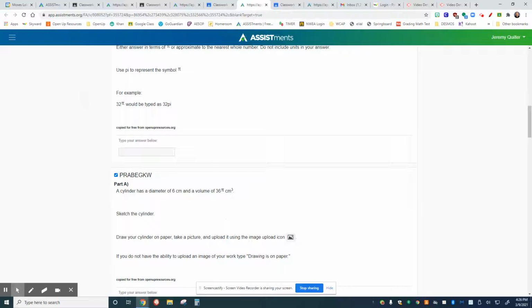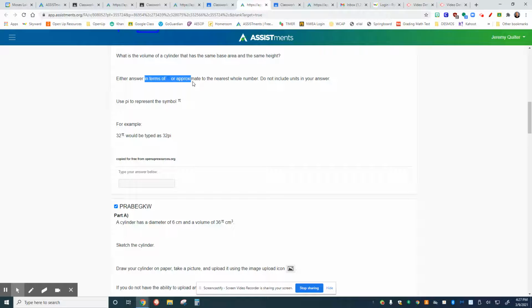Remember that when you type in your answer, we're going to use pi to represent the pi symbol. Sorry, I'm reading this. It says either answer in terms of pi or approximate to the nearest whole number. That means that you better not have any decimals in there or else it's going to be marked wrong. And I'm going to warn you, if you do round it off to the nearest whole number, you have to be really careful that you round correctly, because if you don't round correctly, it's also wrong. I would recommend that you answer just in terms of pi. That way you get an exact value.